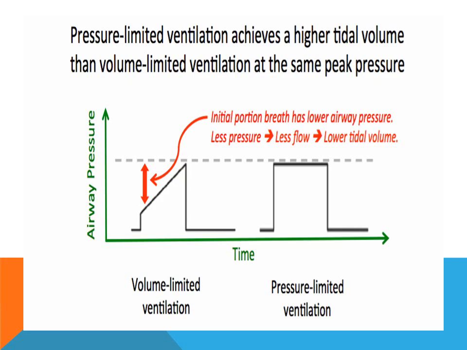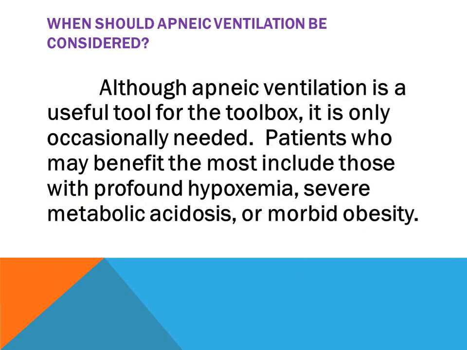Before intubation, when should apneic ventilation be considered? It is one of the important tools, and the patients who may benefit include those with severe hypoxemia and severe metabolic acidosis, which is a dangerous zone. A bicarbonate level below 15 is a very dangerous level. In cases of severe metabolic acidosis or morbid obesity, we have to consider apneic ventilation.